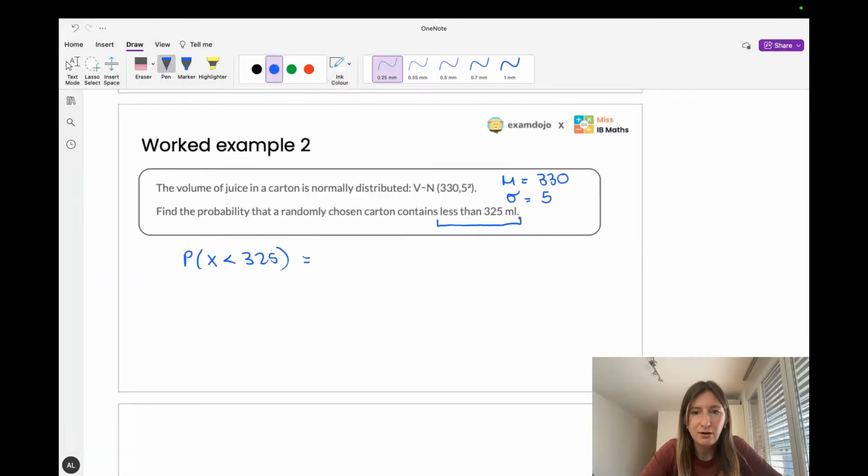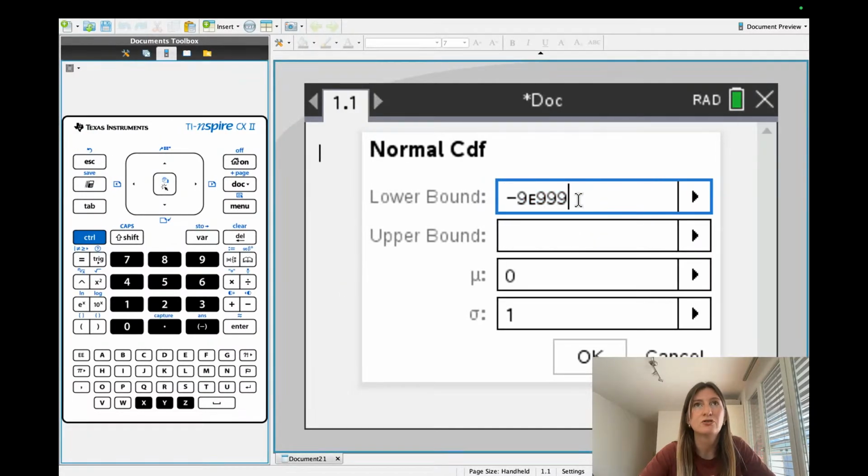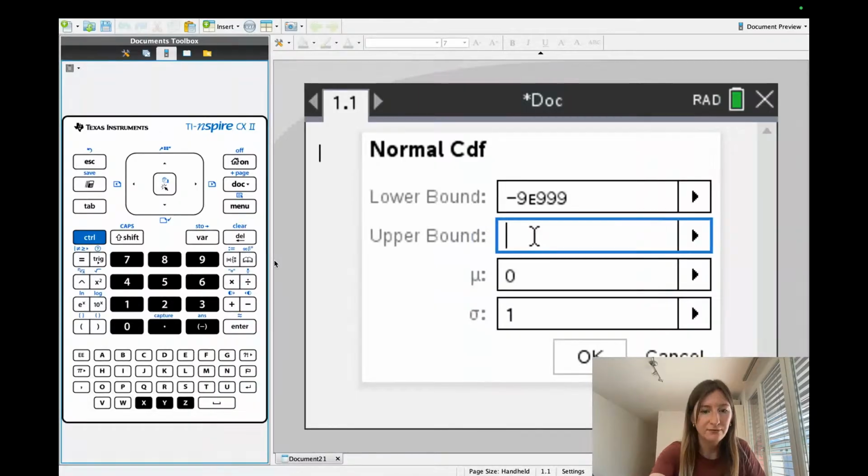All right, so our lower bound, X is less than 325. That means we're taking everything from 325 underneath the curve. We don't know what that value is, and that doesn't matter. So we just need to pick an extremely large negative number. Okay, so we're going to use minus 9, E999. That's just the calculator notation. That means minus 9 times 10 to the power of 9999, which is giving us an extremely large number. And your calculator takes this as a large enough number to mean basically negative infinity, because it doesn't do negative infinity. Our upper bound was at 325.